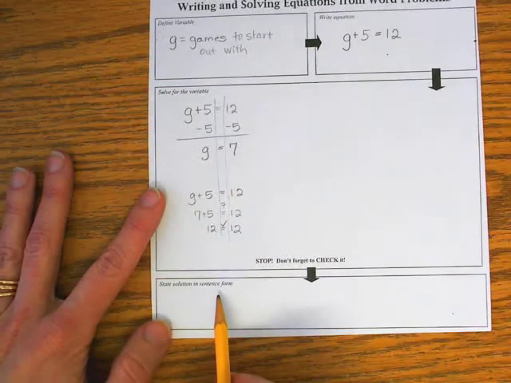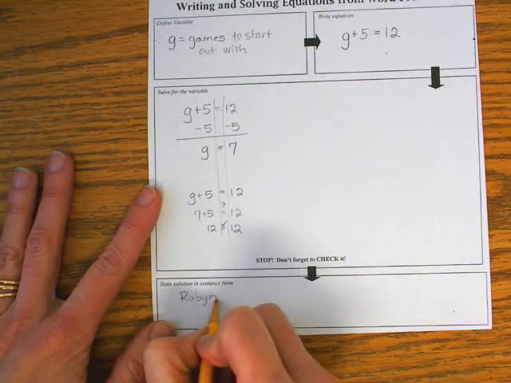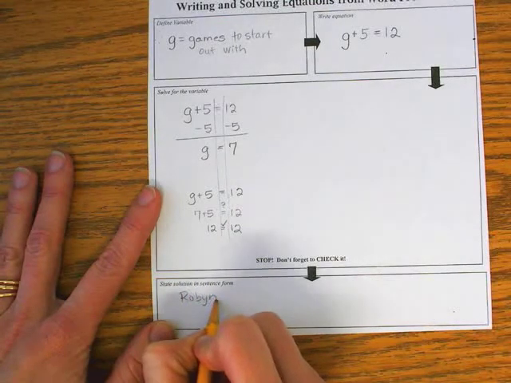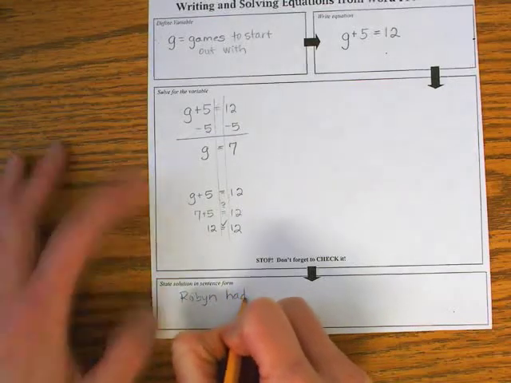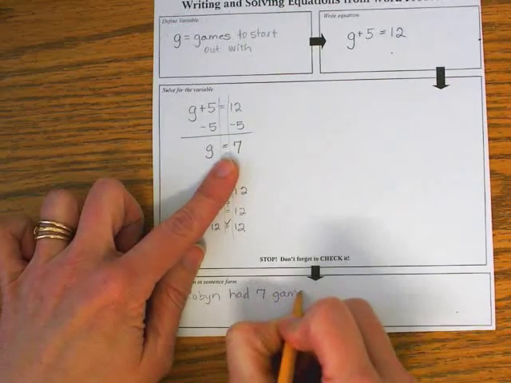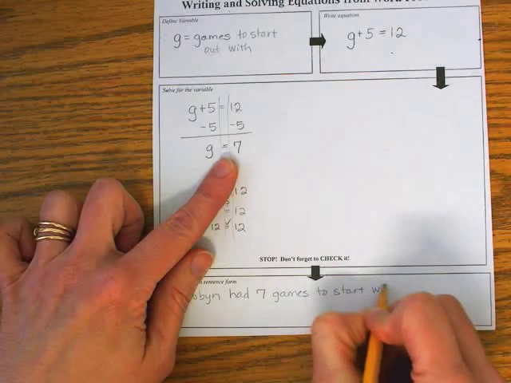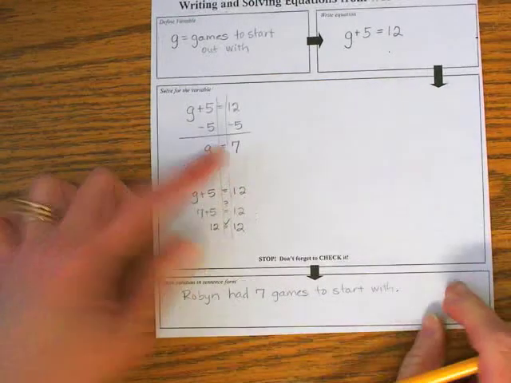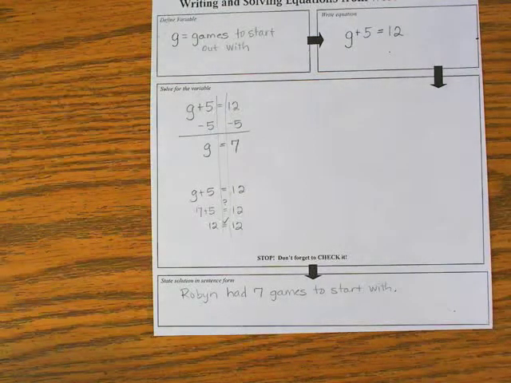So remember, we're talking about Robin, and we wanted to know how many games she had to start out with. So Robin had 7 games to start with. You don't have to have that exact sentence, but that's the meaning that you have to put for your sentence.